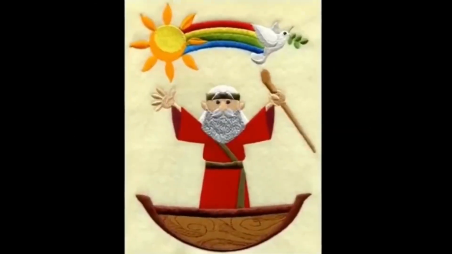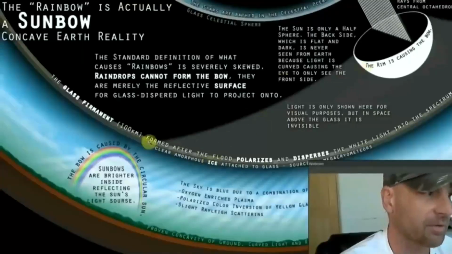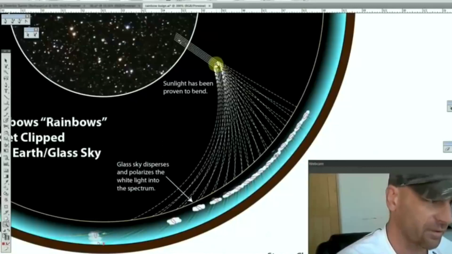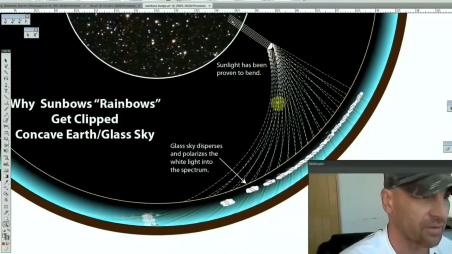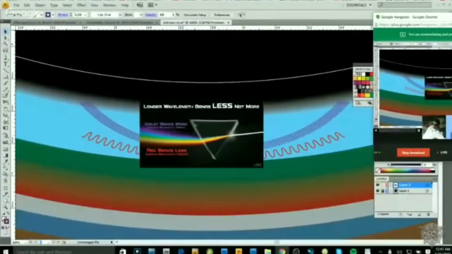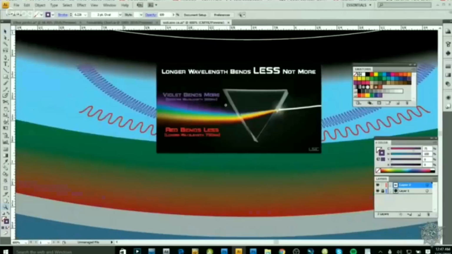As the sunlight disperses through the glass, it gets projected onto reflective water droplets. The water droplets are not the source of the rainbow, but merely the reflective canvas of the already glass-dispersed light. So what I did was I turned that prism upside down, because I think it's easier for people to understand. If you're living on the inside, the concavity of the Earth, you have the red on the bottom here. The red is bending less than the violet.